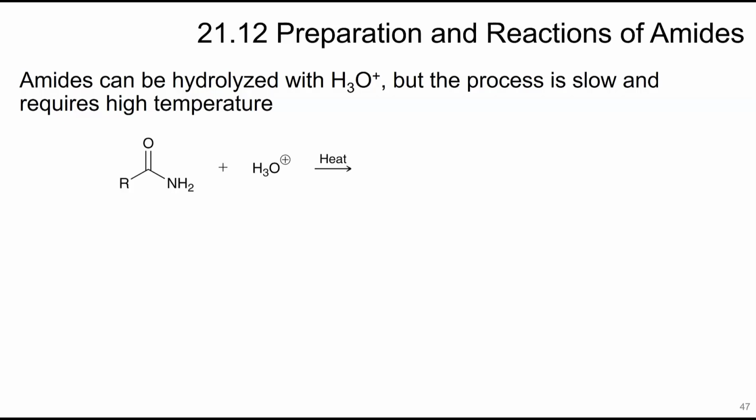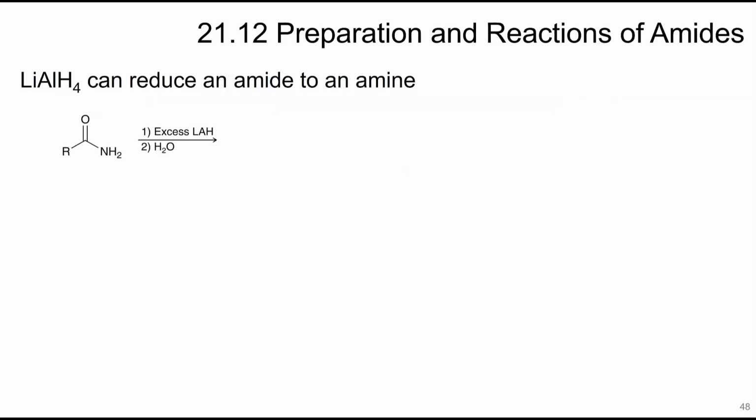Amides can be hydrolyzed with acid, but it's slow and requires a lot of heat. But at the end of the day, you would get a carboxylic acid plus ammonium. This is similar to the mechanism for hydrolysis of an ester. We can also do this type of hydrolysis under basic conditions. They're both slow. We can use lithium aluminum hydride to reduce an amide to an amine.